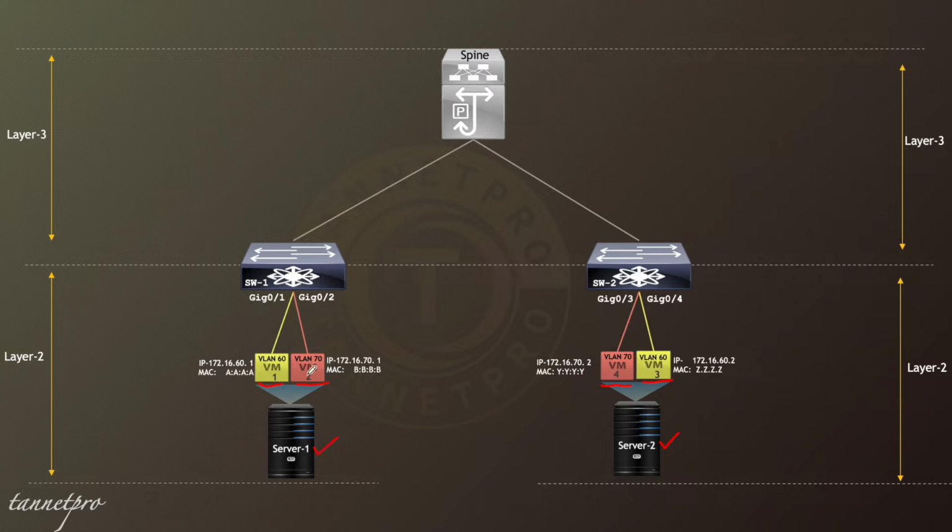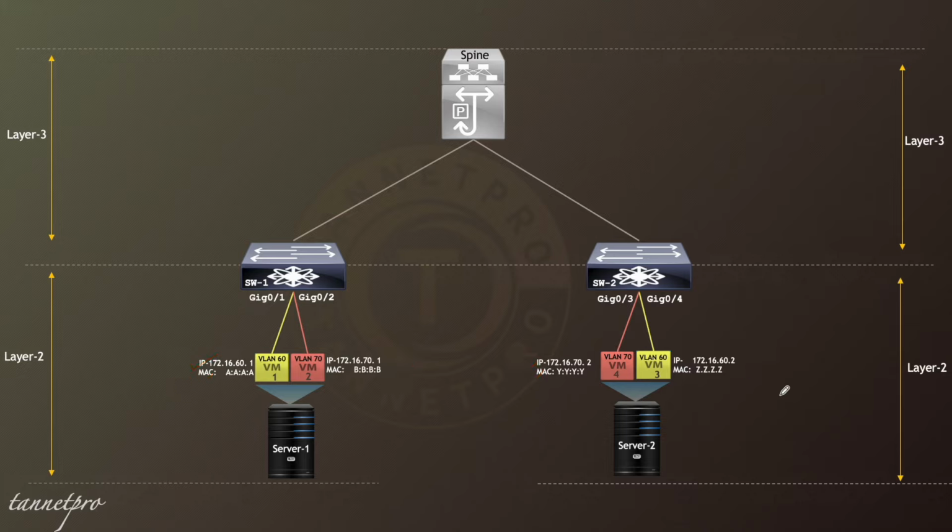Now, two different VMs are in two different VLANs, right? VM1 is a member of VLAN 60 and VM2 is a member of VLAN 70. Similarly over here, VM4 is a member of VLAN 70 and VM3 is a member of VLAN 60. Hope it is clear, right? This VM1 IP address is this, MAC address is this, and VM2 IP address is 70.1 and MAC address BBB, and here as well, the IP address and MAC address.